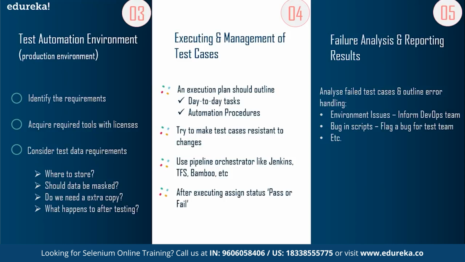So what you can do is you can outline how different errors should be handled and by whom. For example, let's say you have some issues related to the test environment. You can raise a ticket with the DevOps team. And suppose you have a bug with automation scripts, you can create a task for the testing team. Similarly, if you have a bug in the application on which you're performing automation or testing, you can flag a bug for the development team. This way you can outline different errors, who should handle them and how.